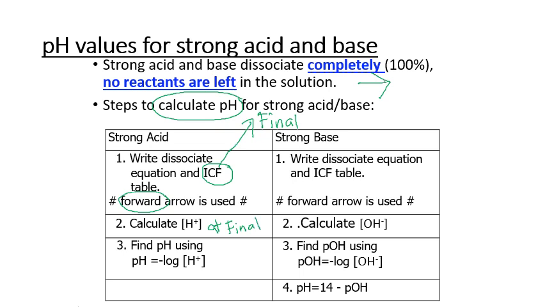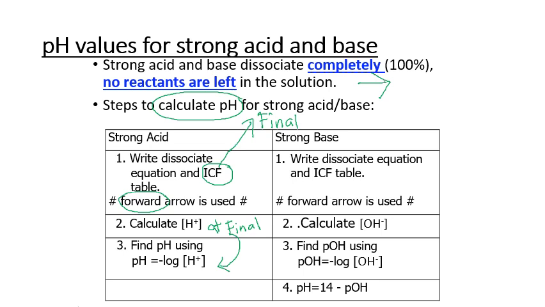And then we use the formula pH equals negative log [H+], which means the concentration at final here will be replaced into this formula. After you press the calculator, that will be the value of the pH.